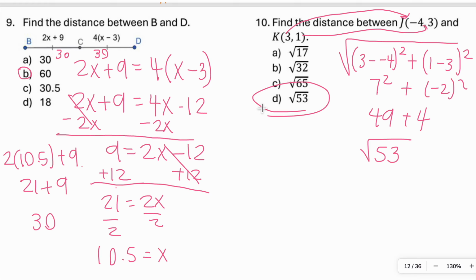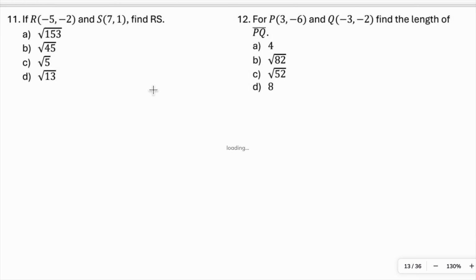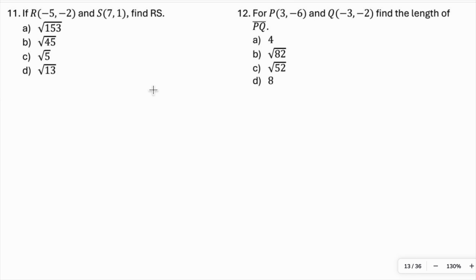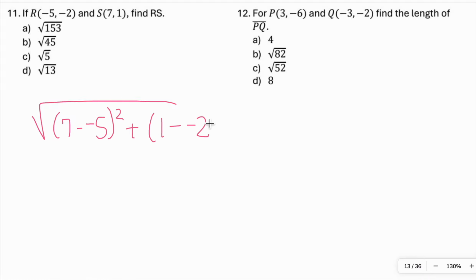Okay. Number 11. I might actually do this over 2 videos just so it doesn't make it one long video. Number 11, if r is equal to -5, -2, and s is 7, 1, find rs. So I'm going to do 7 minus -5 for my x's and 1 minus -2 for my y's. That'll be 12 squared and 3 squared. So 144 plus 9 is going to be 153, letter A.